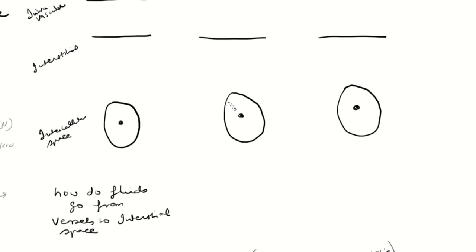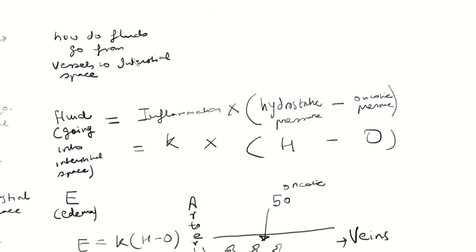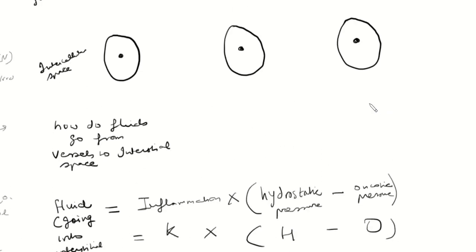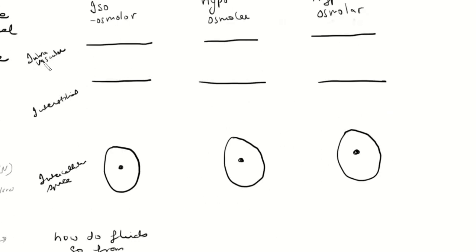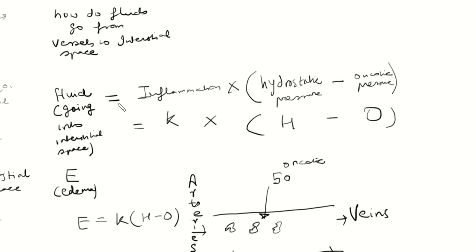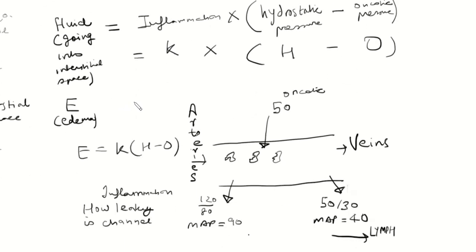Okay, but before we do, let's revisit how the fluids go from the blood vessel to the interstitial space. So remember we talked about that formula K times H minus O, which is inflammation times hydrostatic pressure minus oncotic pressure. This is how the fluid moves from the blood vessel, intravascular, to interstitial. Okay, so let's go through this together. So let's say you have a blood vessel here. Okay, this is my blood vessel.